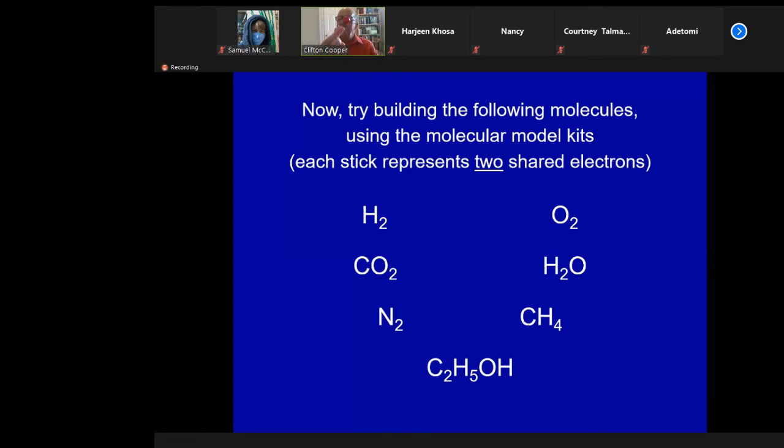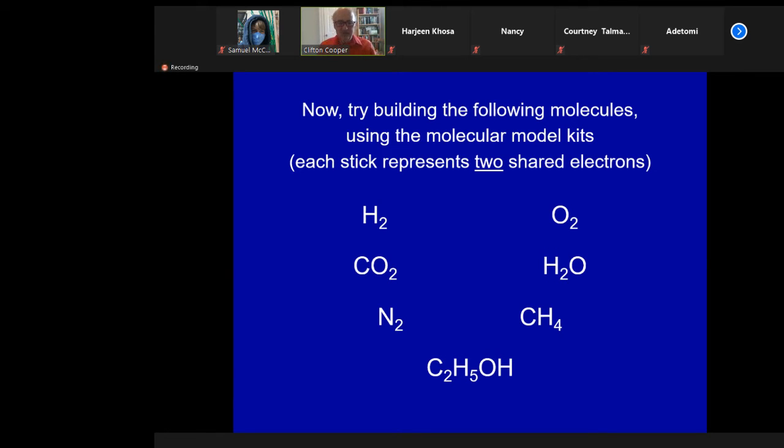O2, I already made, there it is. 2 oxygens with a double bond between them. Water, oh yeah, water I was hanging on to with my other hand. There's a water molecule, H2O. The water molecules actually have this shape. They have a kinked shape. It's important for their behaviors.